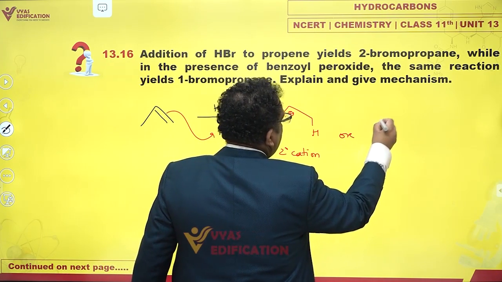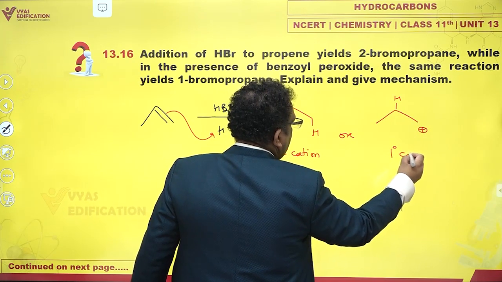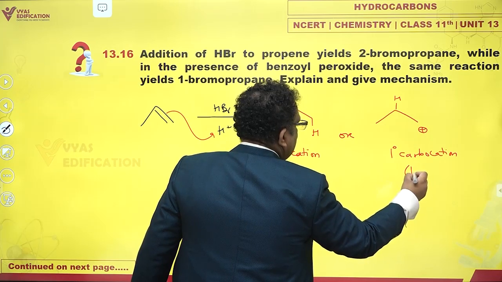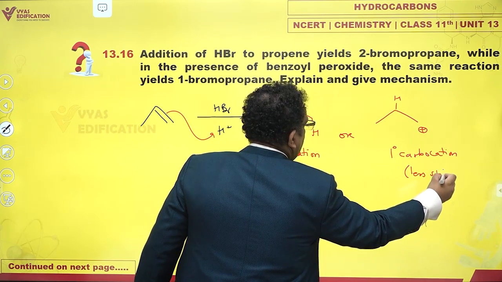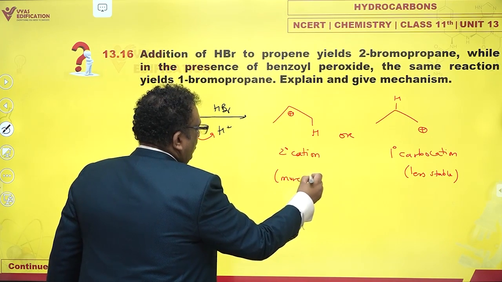Or there is another possibility. H adds up here, so you have a primary carbocation, and this is less stable. And this is more stable.